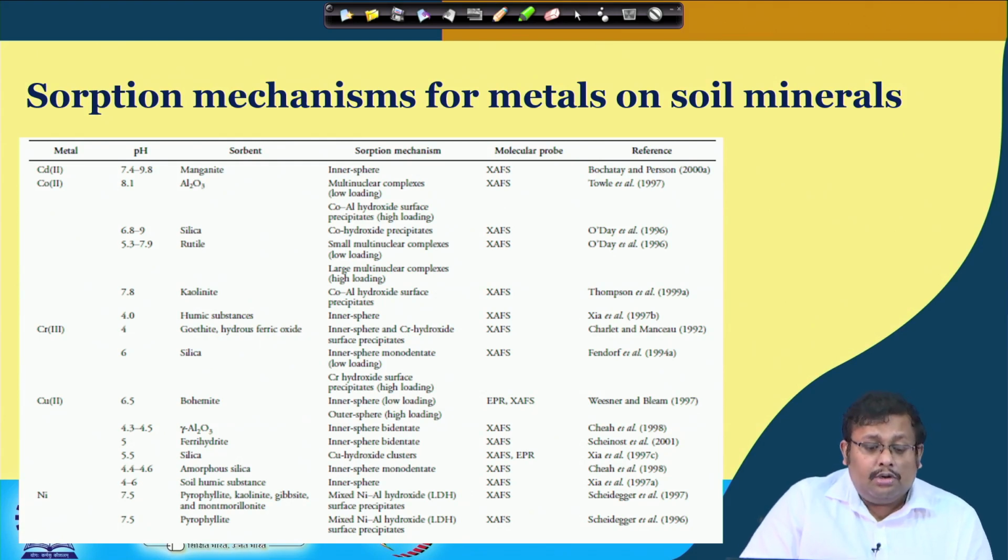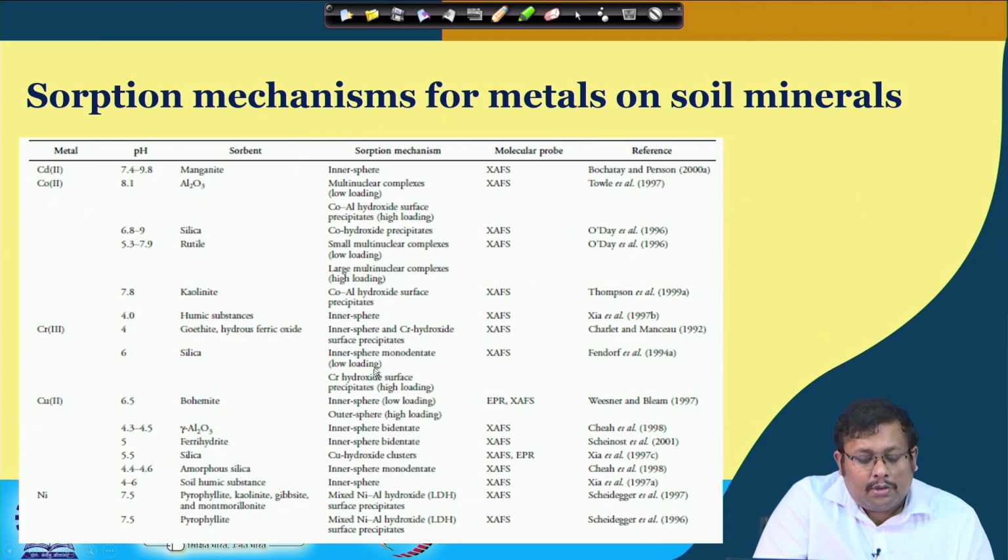In the case of Al2O3, we are getting multinuclear complexes, and in the case of silica, we are getting cobalt hydroxide precipitates. In the case of rutile, you can see small multinuclear complexes. In the case of kaolinite, cobalt produces cobalt aluminum hydroxide surface precipitates. With chromium, when the adsorbent is goethite, ferric oxide hydroxide, it produces an inner sphere chromium hydroxide surface precipitate.